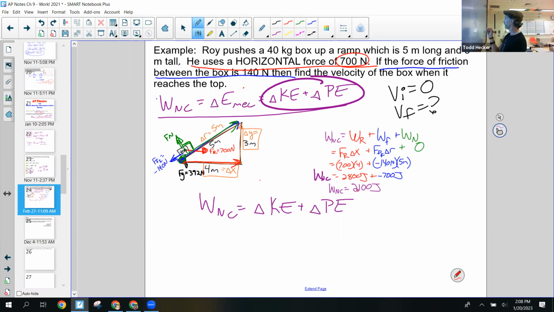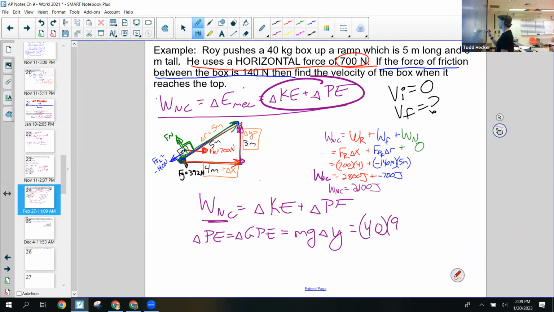So I already know that this is 2,100. Let's find our change in potential energy. The only type of potential energy we've got here is gravitational. So my change in PE is my change in GPE, which is mg delta y or delta h, which is just the 3 meters. So what do we got? A 40 kilogram box, acceleration of gravity is 9.8, delta y is 3 meters. Multiply this and it gives you 1176 joules.